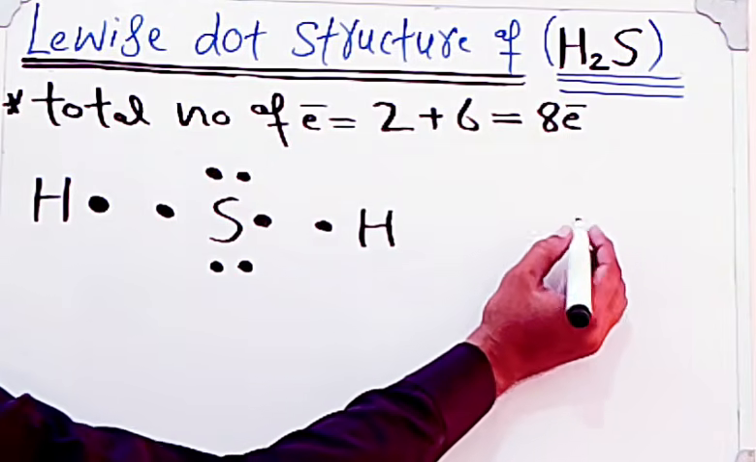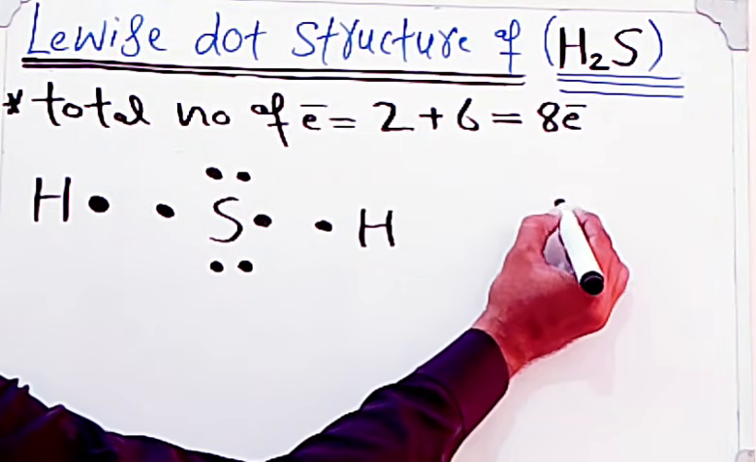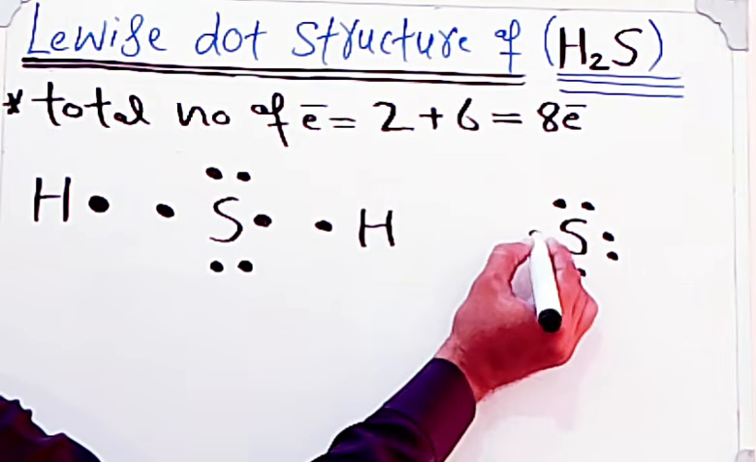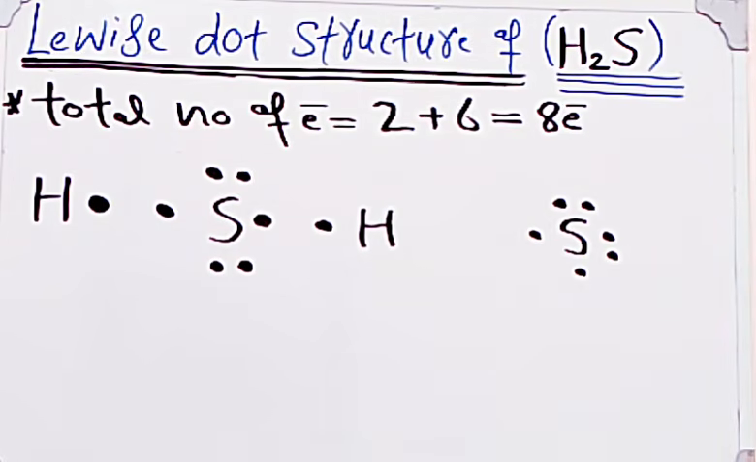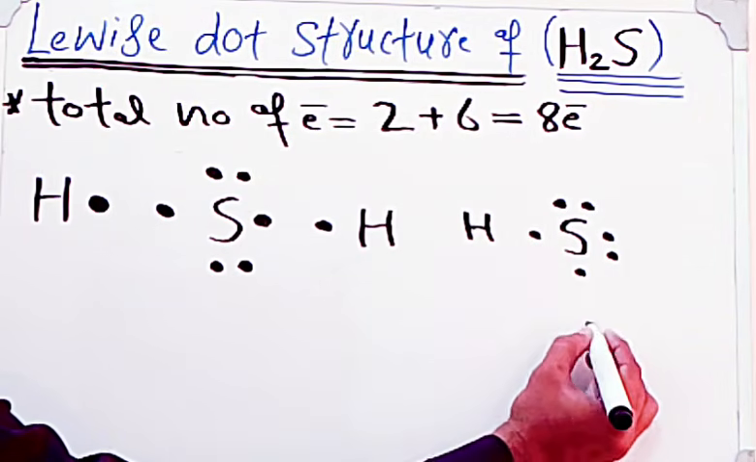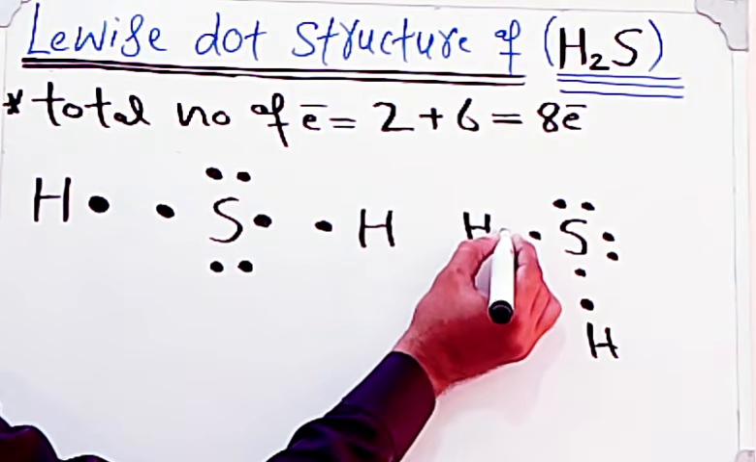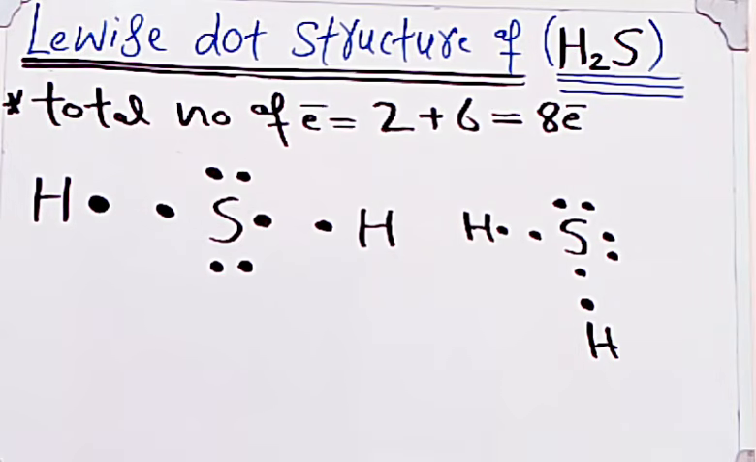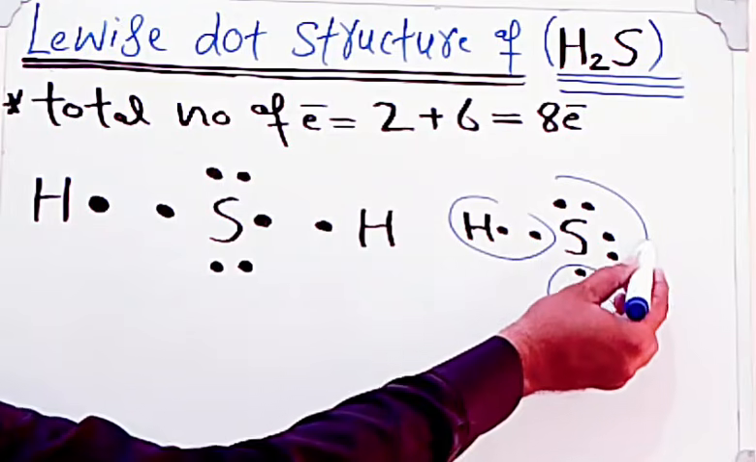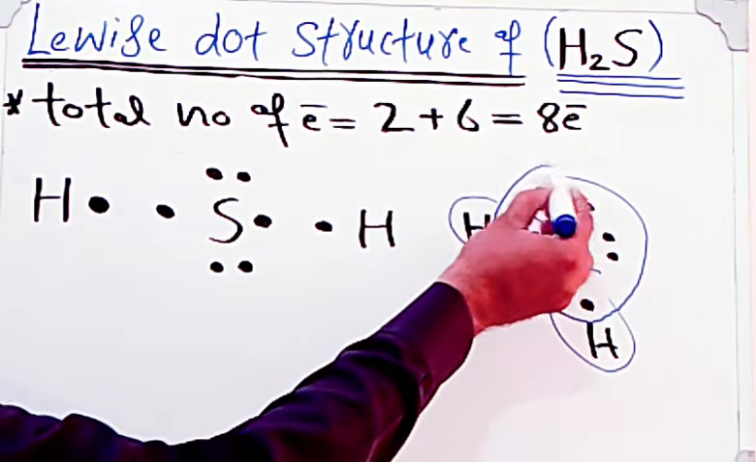The final structure for hydrogen sulfide is that sulfur has 2 pairs of electrons and 2 half-filled orbitals. So we place one hydrogen here and the other hydrogen here. Every hydrogen atom contains a single electron. Every hydrogen atom provides 1 electron for bonding. So in this way, if we observe, both of the hydrogens complete their duplet and sulfur completes its octet.